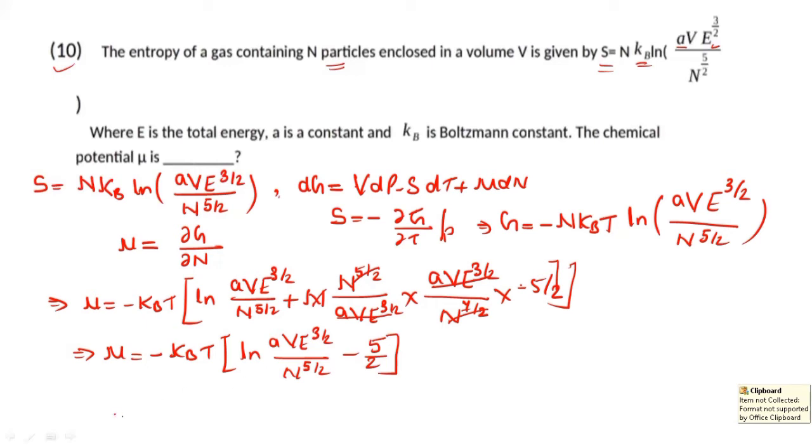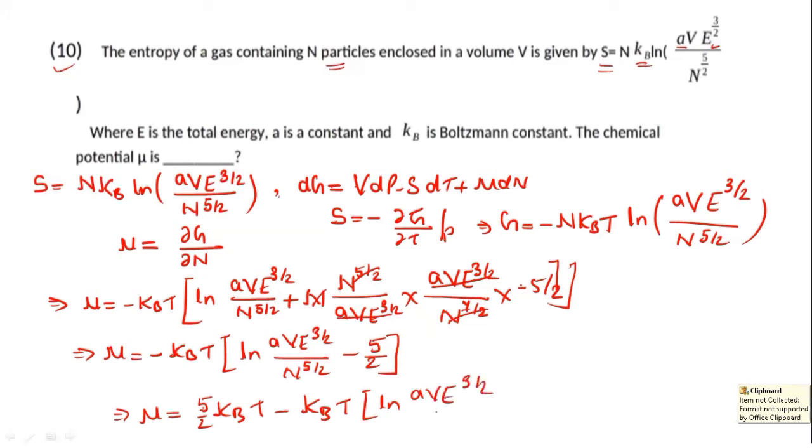So finally you can write mu to be equal to, you can take the negative sign inside also, that is your wish. So you can finally write KBT with 5 by 2 minus KBT ln Av e to the power 3 by 2 divided by N to the power 5 by 2. So this is the chemical potential.